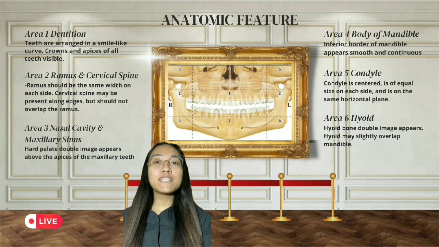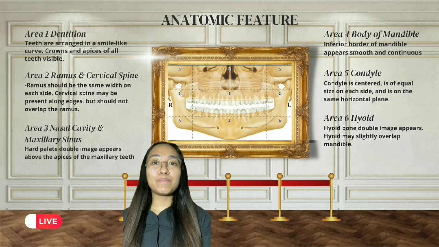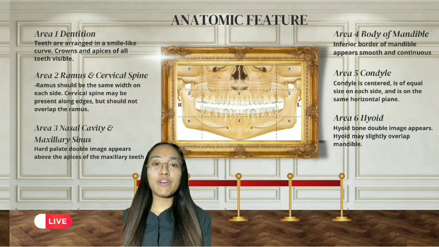Assessment of bony anatomic accuracy includes the following. Both condyles appear on the image. The palate appears above the apices of the maxillary teeth and superimposed over the maxillary sinus. And the width of the right ramus is similar to the width of the left ramus.